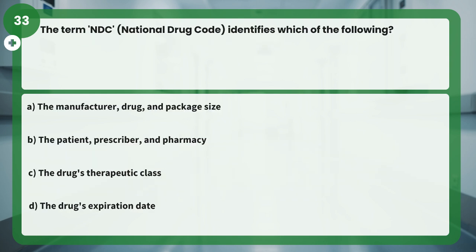Question 33. The term NDC National Drug Code identifies which of the following? A. The manufacturer, drug, and package size. B. The patient, prescriber, and pharmacy. C. The drug's therapeutic class. D. The drug's expiration date.